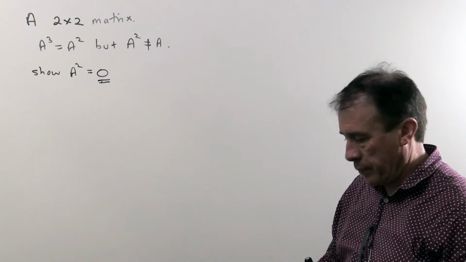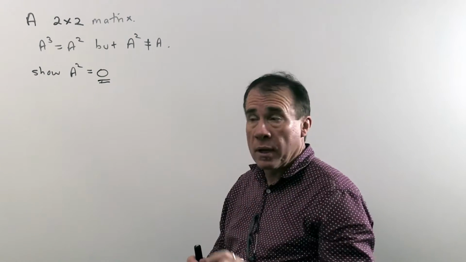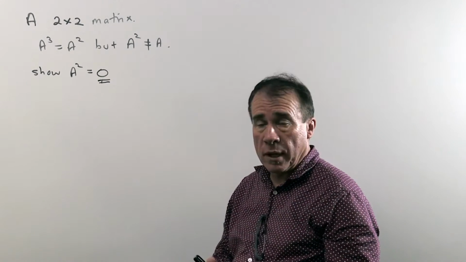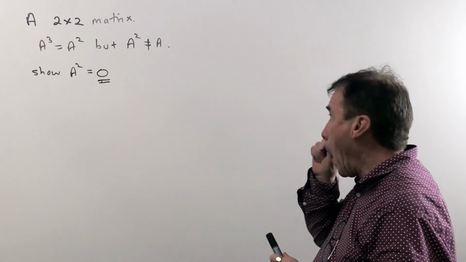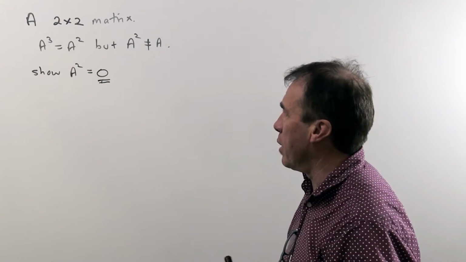Well, this is a slightly harder problem. It's at the end of the chapter on the Cayley-Hamilton theorem, and it is marked as a hard problem, and it's a little bit tricky. There are various different ways of doing it. I hope what I'm going to show you is probably about the most straightforward way, I hope.